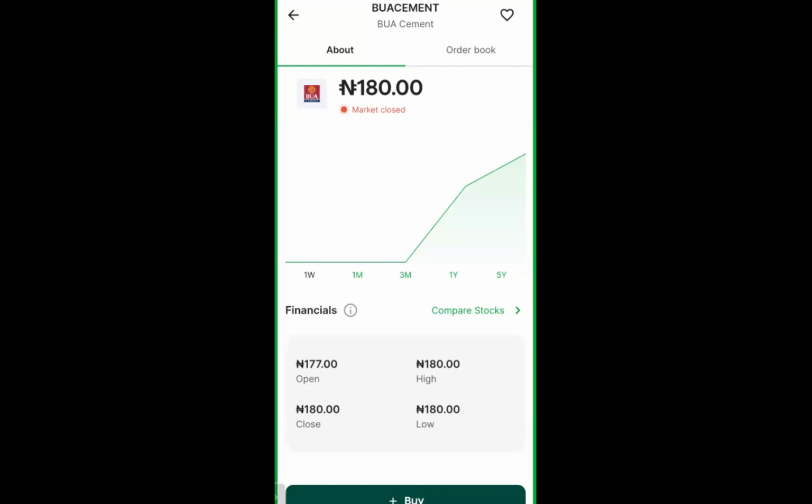So currently, imagine BUA is selling for 180 naira per share. Meaning that if you want to buy 10,000 naira worth of BUA, do you know how many shares you're going to own?